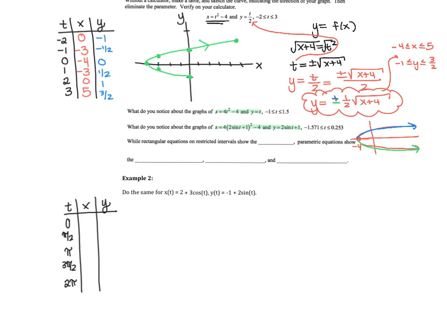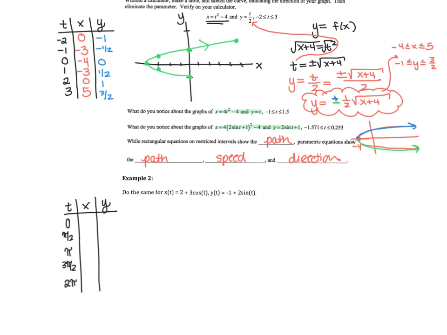So while rectangular equations on restricted intervals show the path, parametric equations will also show the path, but they will also tell us about the speed and the direction of a particle that's moving along these curves. So this would be the new part, the speed and the direction.